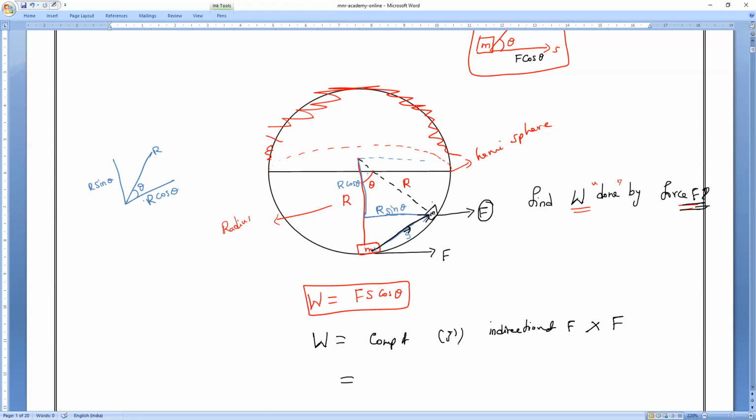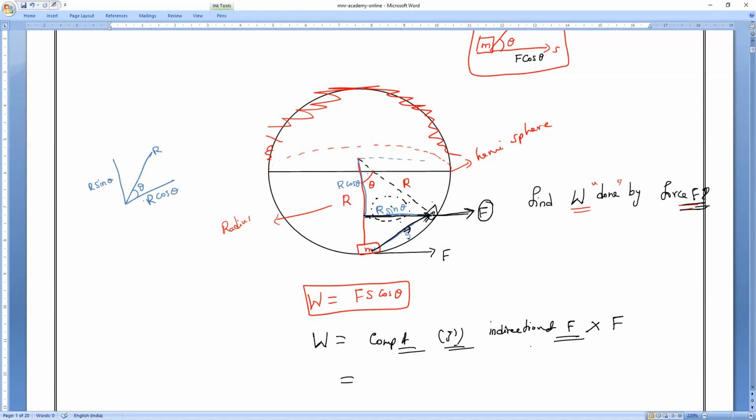So what is the component of displacement in the direction of force? Everybody check it. The direction of force is this one. So what is the component present here in the form of displacement? The component is R sin theta.